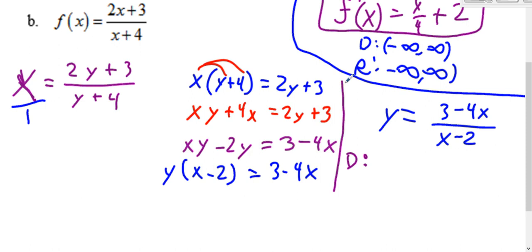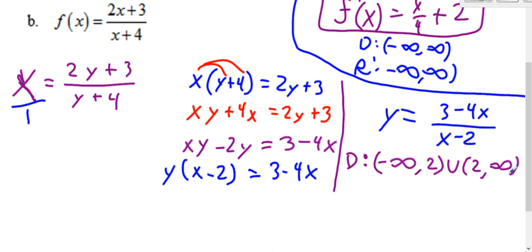Okay, your domain is everything except 2, because a 2 would make the denominator be 0. X minus 2 equals 0, you get x equals 2. So domain's negative infinity to 2, union 2 to infinity. Everything but 2.